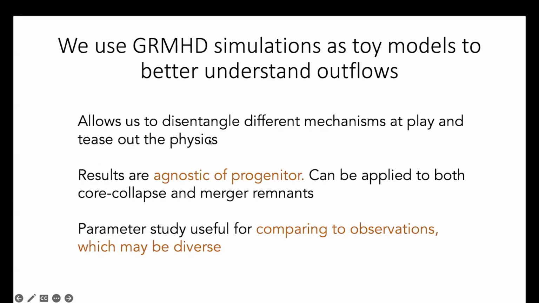So the advantage in this approach is it allows us to disentangle different mechanisms at play and really tease out the physics. And the results are also agnostic of the progenitor. So they can be applied to the results of a core collapse simulation or merger remnants or merger simulations without having to actually run these expensive simulations over and over again just for different configurations. And this is also helpful to compare to observations, which of course may be many and diverse, and they're not just going to be one set of parameters always.